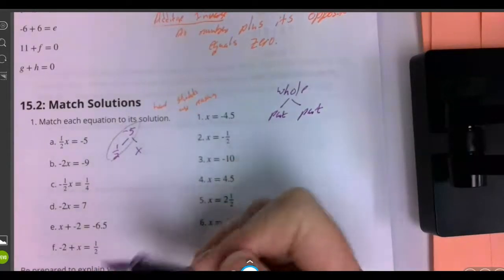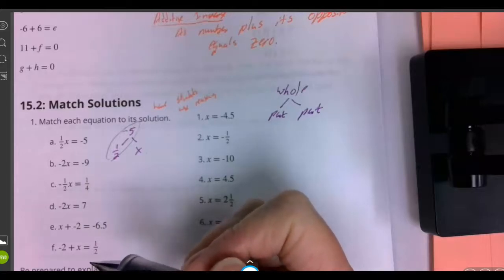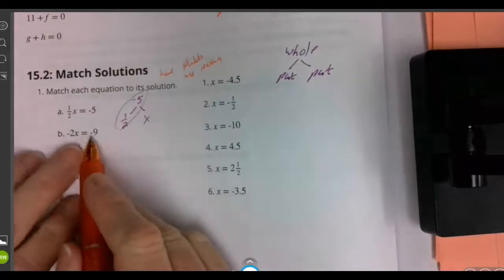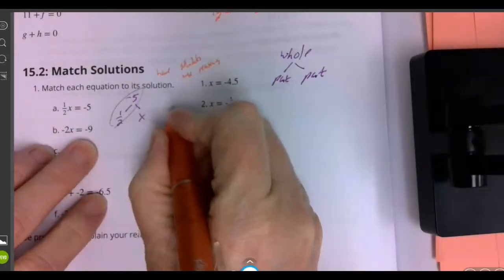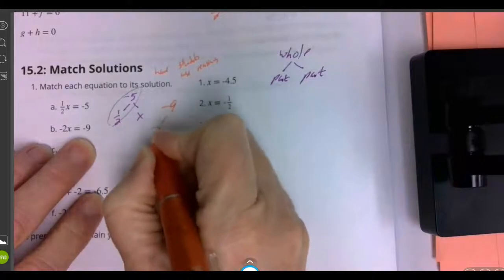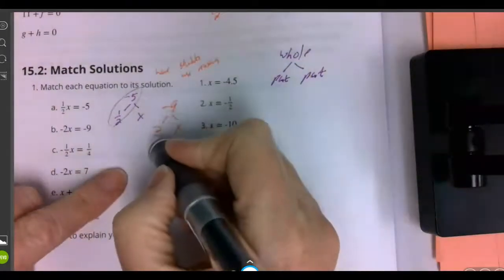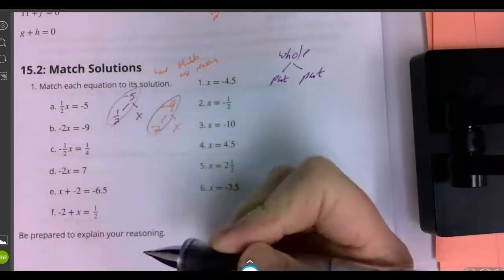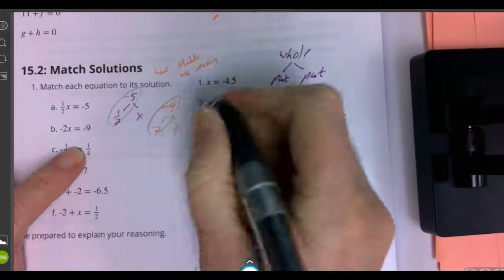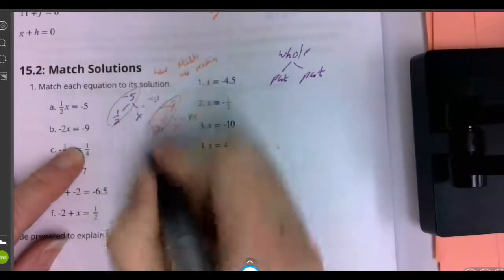So number bonds are a great way to solve equations. We're going to solve equations even more so in the next unit, but for now, this is a great way to do it. So let's look at B now. If I look at B, my whole is -9. Okay, my part is -2 and x. So these two are being multiplied, therefore I would divide to get the answer here. -9 divided by -2. Okay, we know this is equal to 4.5. We know this is equal to -10.